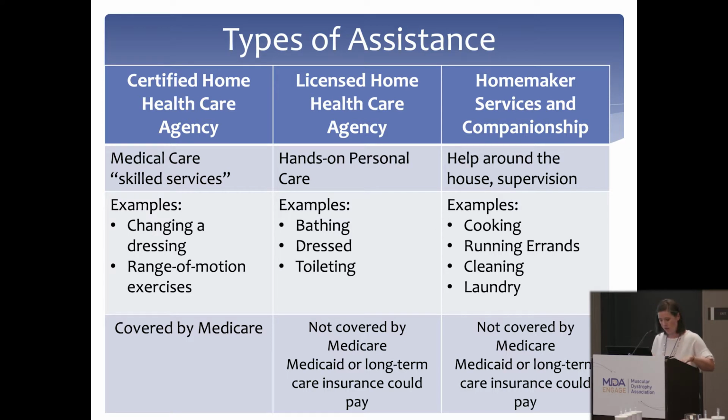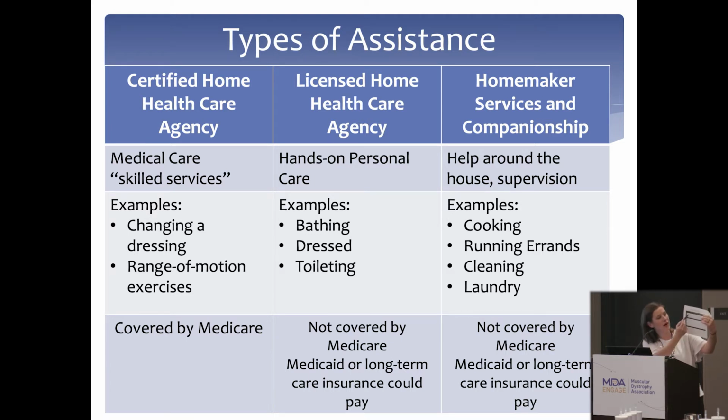If you look way on the left-hand side here, you see Certified Home Healthcare Agency listed up at the top in blue. Okay, these are medical services. This could be changing a dressing on a wound. It could be providing range of motion exercises. When you look at the needs assessment that you were just looking at, page 2 at the top says medical care. That's the first bracket. That's what we're talking about.